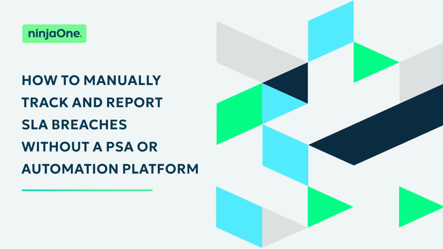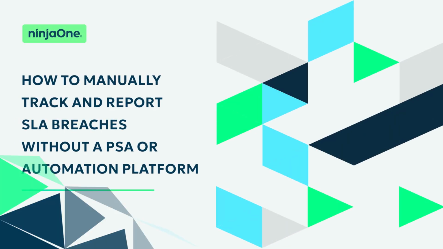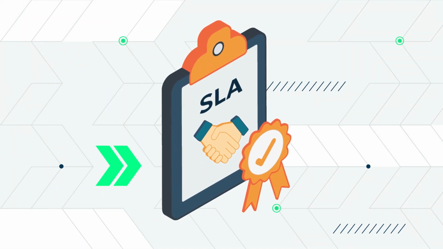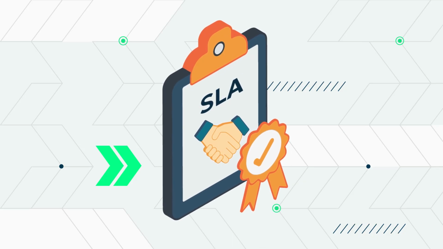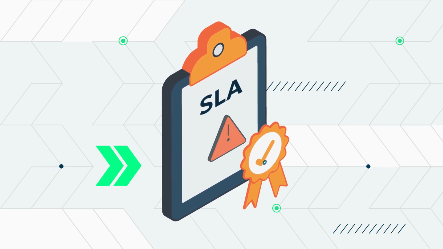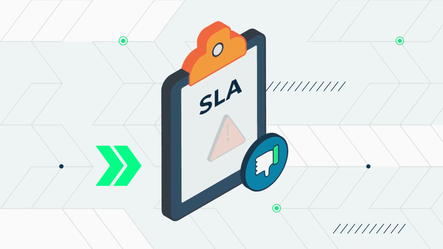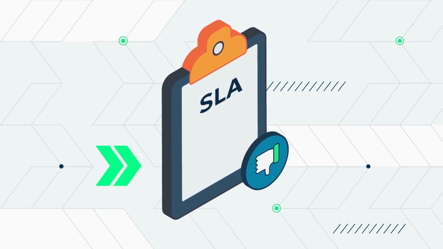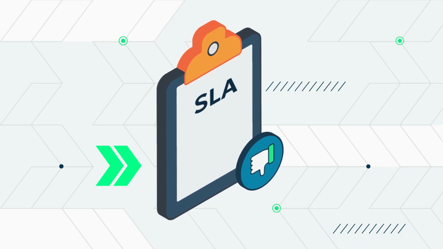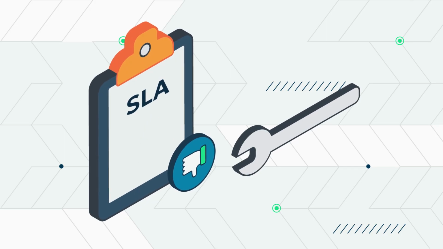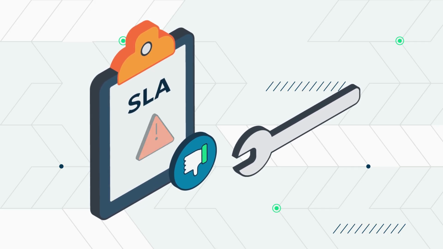How to manually track and report SLA breaches without a PSA or automation platform. A service level agreement, or SLA, defines the level of service a client expects and sets clear standards for performance. When an SLA is breached, it damages trust in internal IT teams and can even cost MSPs contract renewals. That's why technicians need scalable ways to quickly identify and fix systems that fall out of compliance.